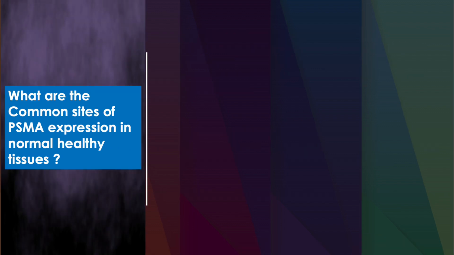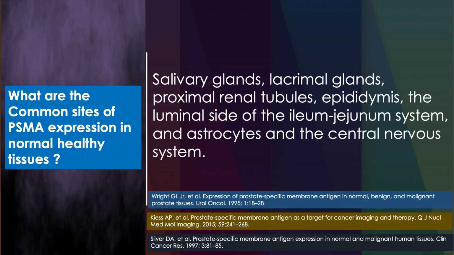What are the common sites of PSMA expression in normal healthy tissue? The common sites where you can see PSMA expression are the salivary glands, proximal renal tubules, lacrimal glands, epididymis, the luminal side of the ileojejunal junction, astrocytes, and of course the central nervous system.